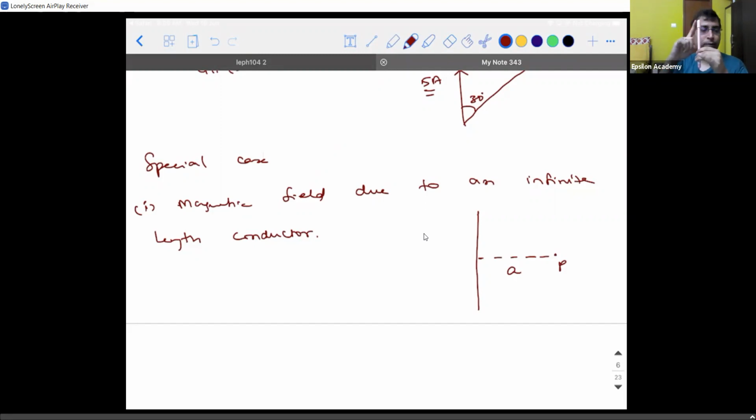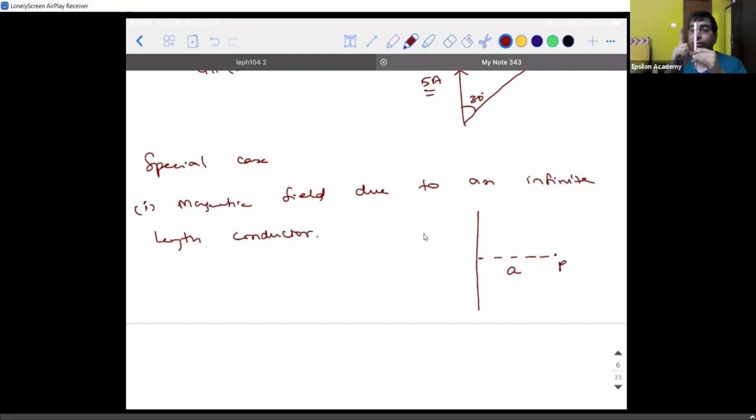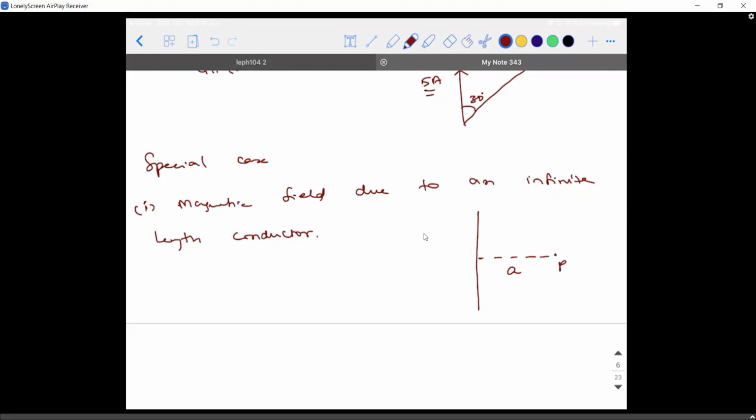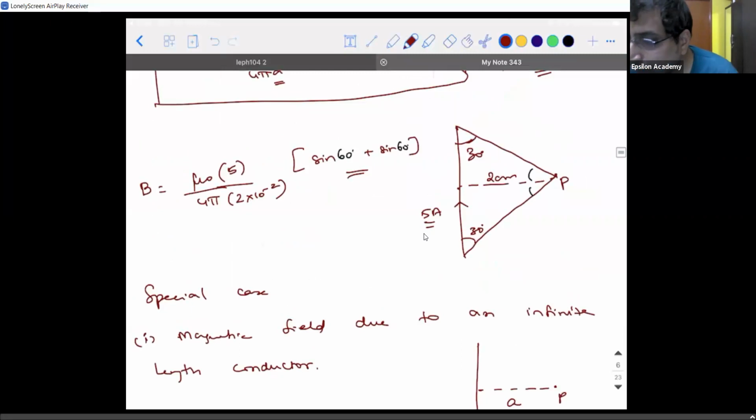When this becomes of infinite length, what will happen to alpha, guys? It becomes 0 degrees. Alpha is the angle made by this line with A. It becomes parallel to the conductor. So the line R will become parallel to the current carrying conductor. If it becomes parallel, then what is going to be the value of alpha? Now think and tell me.